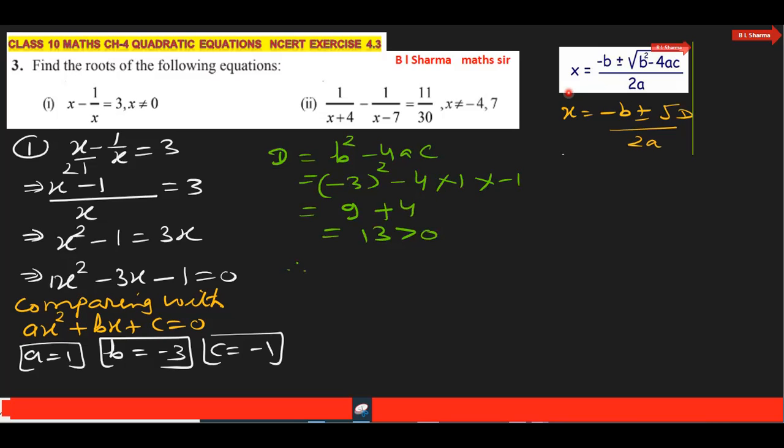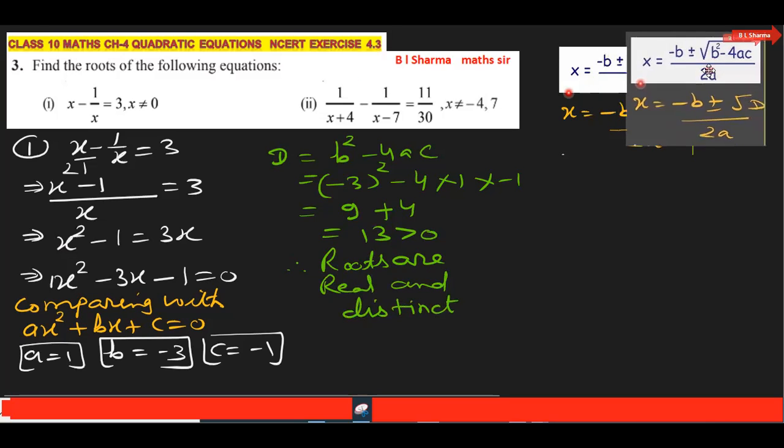Therefore, डिस्क्रिमिनेंट फाइंड आउट करने के बाद हमें ये पता लगाया कि कैसा नंबर है. 13 पॉजिटिव नंबर है, ग्रेटर देन 0 है. एंड व्हेन डिस्क्रिमिनेंट इज ग्रेटर देन 0, then roots are real and distinct. दो रूट होंगे, रियल होंगे, और दोनों अलग अलग होंगे.